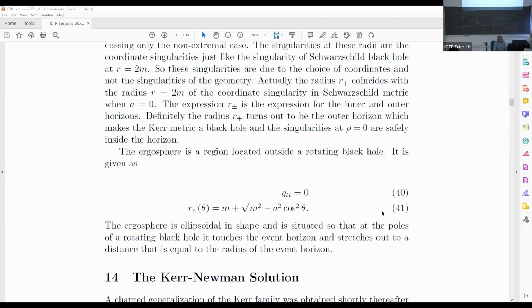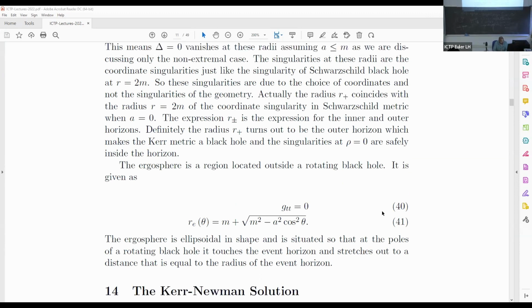Yes, so this is the ergosphere. It is ellipsoidal in shape, and at the poles of the rotating black hole it touches the event horizon, stretching out to a distance equal to the radius of the event horizon. So it goes beyond the event horizon, and this is what I have drawn on the blackboard.